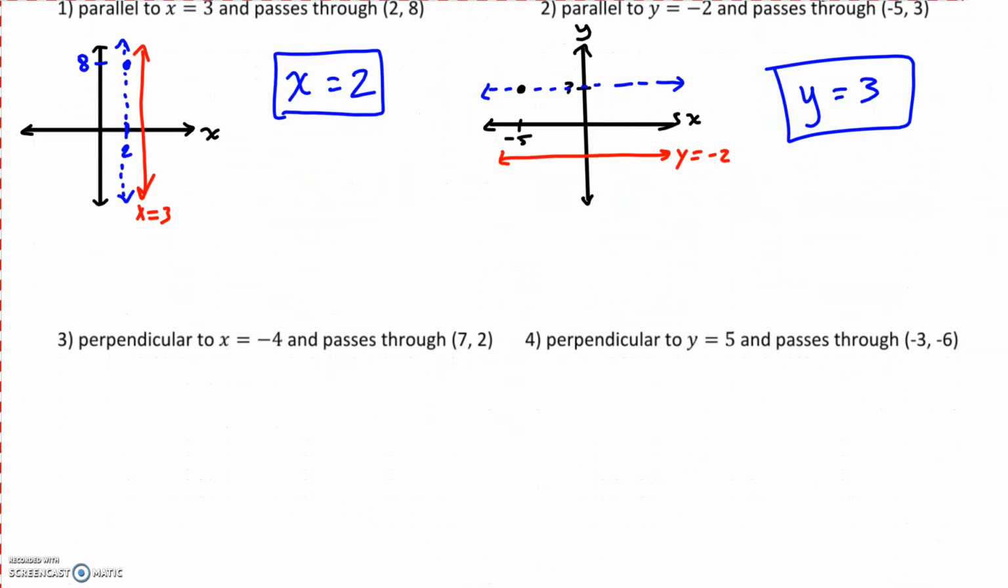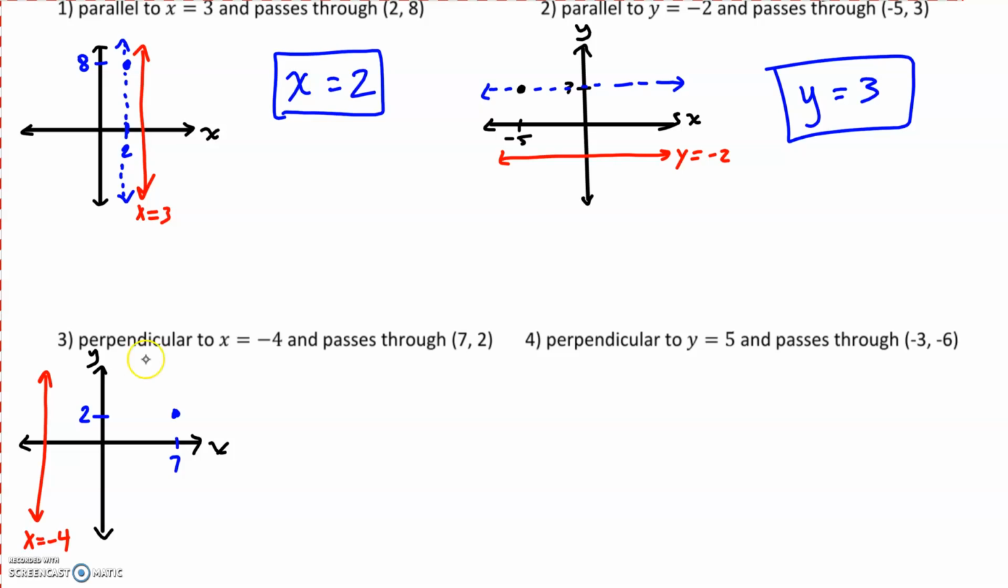So my line is going to be perpendicular to x equals -4. So we'll start by sketching x equals -4. So that would be x equals -4. It's a line going through the x-axis at -4. And it passes through the point (7, 2). So (7, 2) is going to be in the first quadrant.